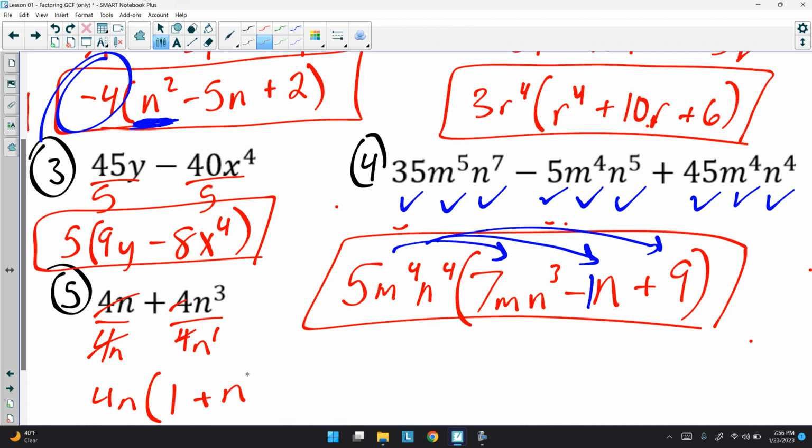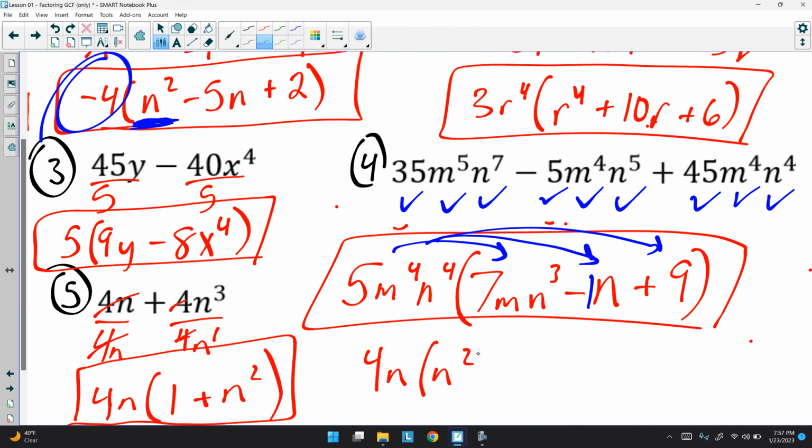Remember, if you were to redistribute this, we should get the original problem. A lot of students would have got 4n and then n squared, but that's no good, because if you were to remultiply that, it's just 4n cubed. You're missing that first term, that 4n. So this is not good. No, no, no, no.